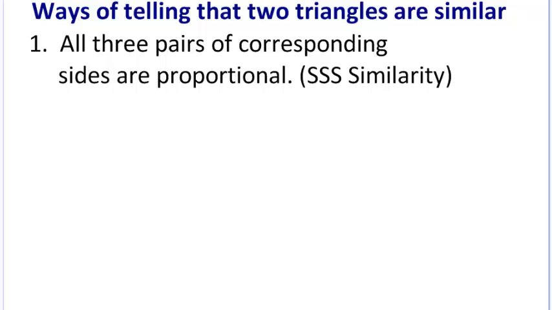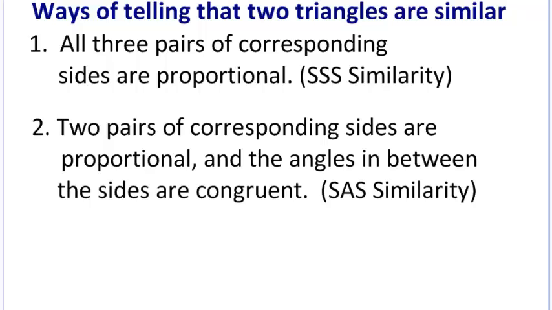If you can do that with all three sides, if the scale factor never changes, then you have what's known as side-side-side similarity. Now, if you can't show that every side is proportional to its corresponding side, if you can at least show two sides of your first triangle are proportional to their corresponding sides on the other triangle, then you just have to show the angle in between those sides is congruent to its corresponding angle. You'd have side-angle-side similarity.